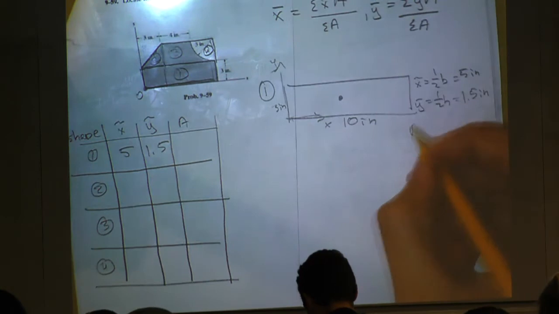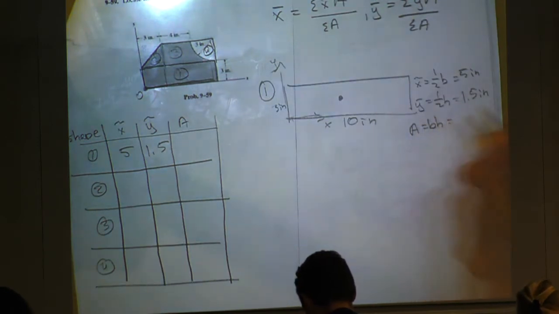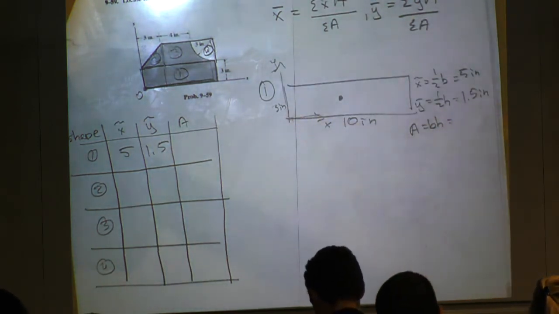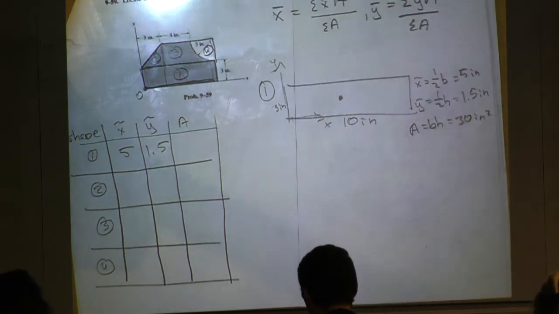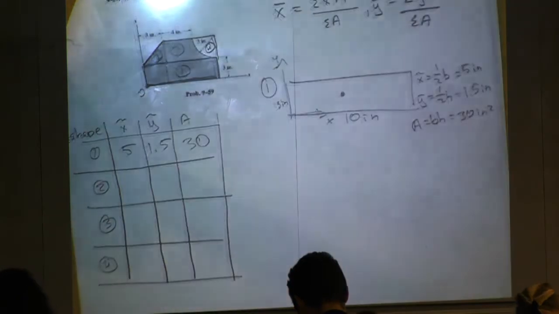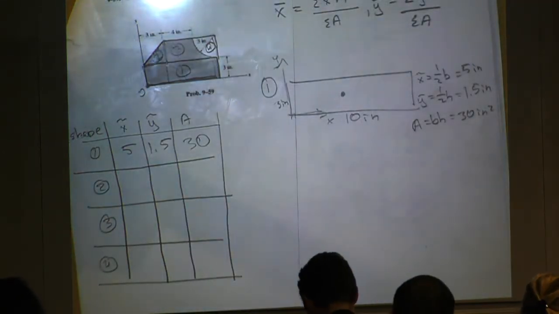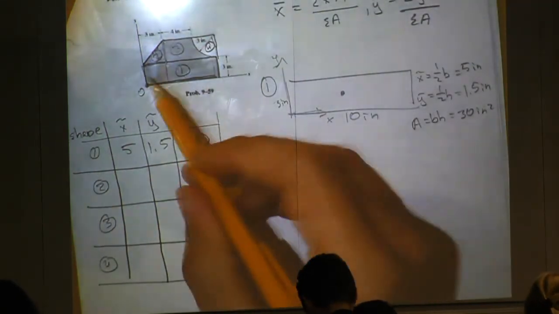And my area of a rectangle is base times height. So that's 10 times 3, or 30. And that's in square inches, right? Because it's inch times inch. Okay, so 30. So now I have my second shape, right? What's my second shape? That little triangle.